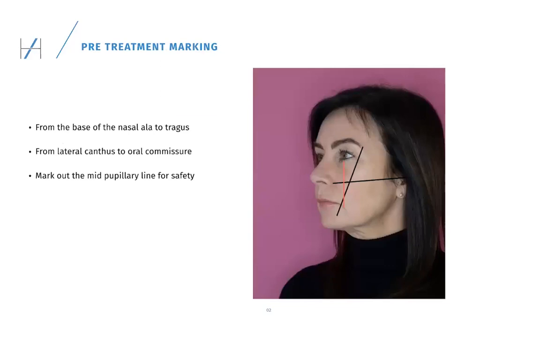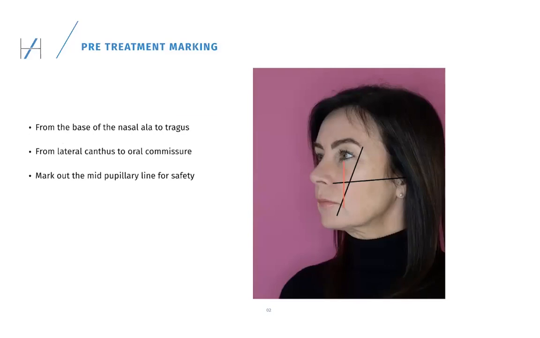So pre-treatment marking, how do we mark it out? This will be something you guys are very well used to doing. I still draw these lines on every single time, it just helps me know where I am, and is particularly important to get symmetry. So the first line is from the base of the nasal ala to the tragus. The other one is from the lateral canthus to the auriculotemporal. This gives you your apex, which is where you want to place the maximal projection in a female. Okay, so that's where you want your maximal projection.